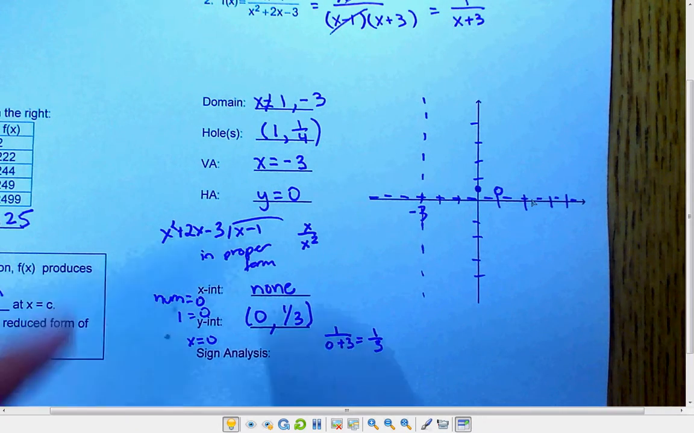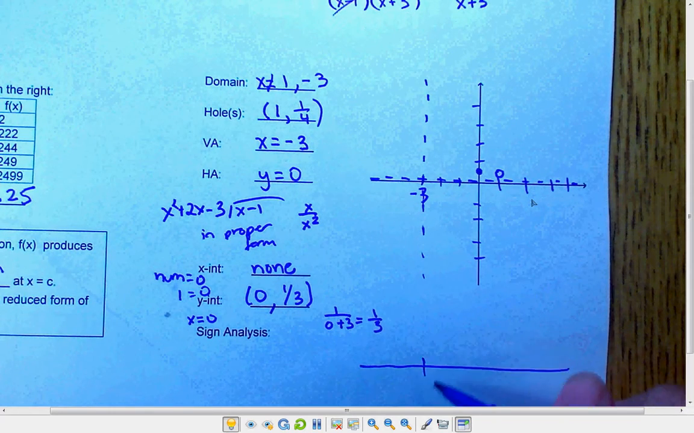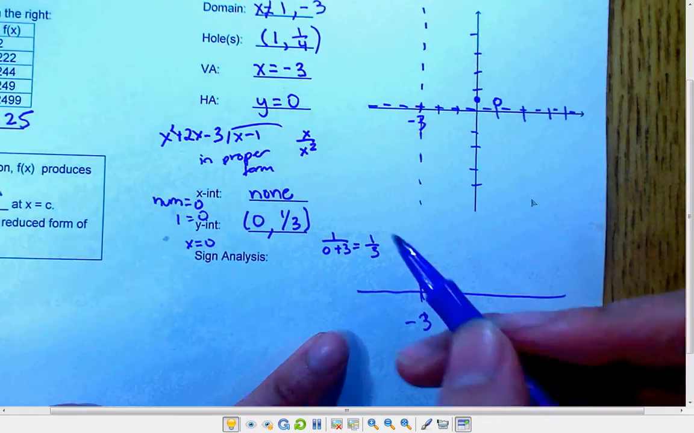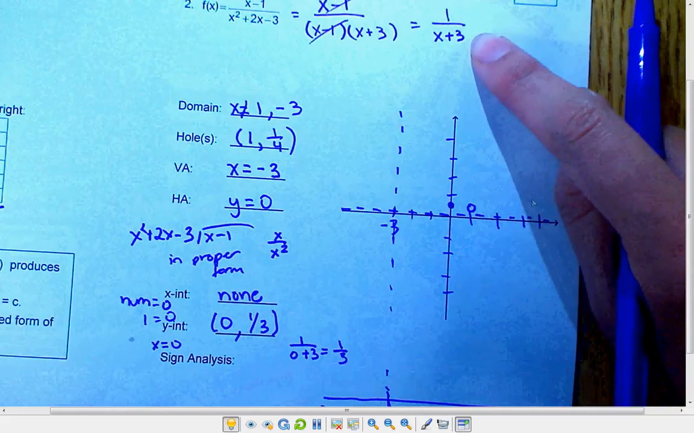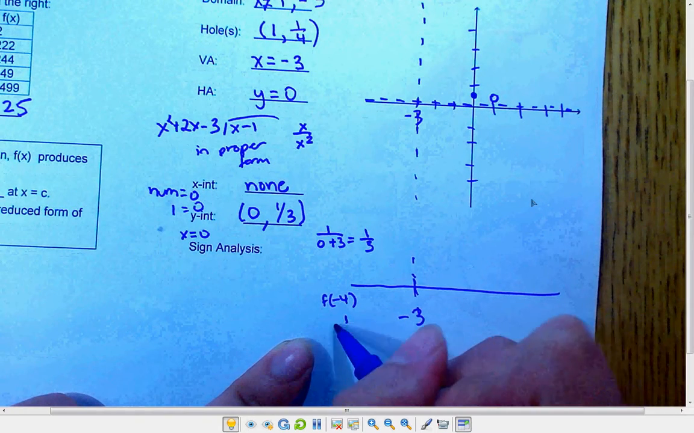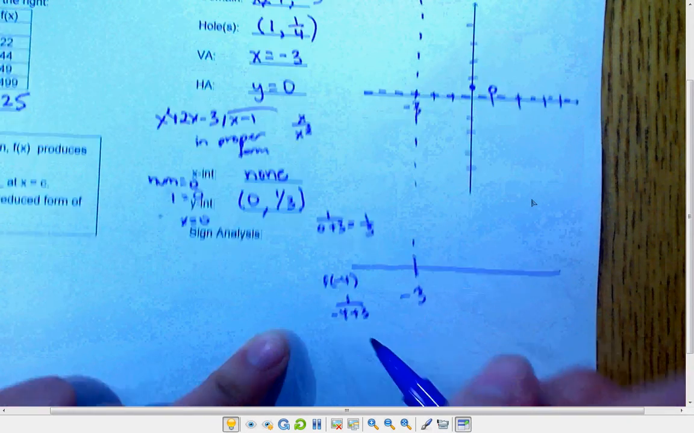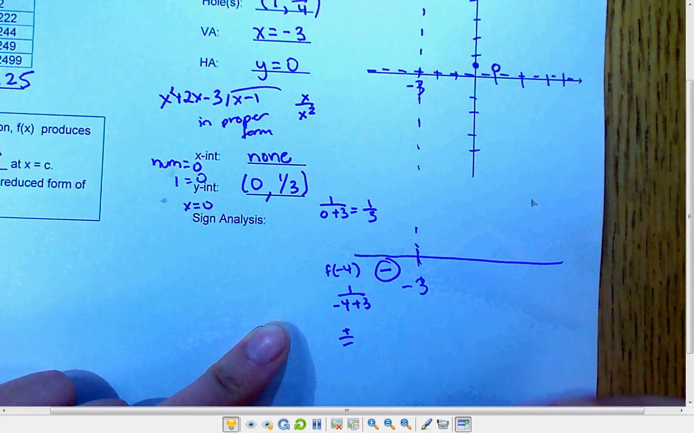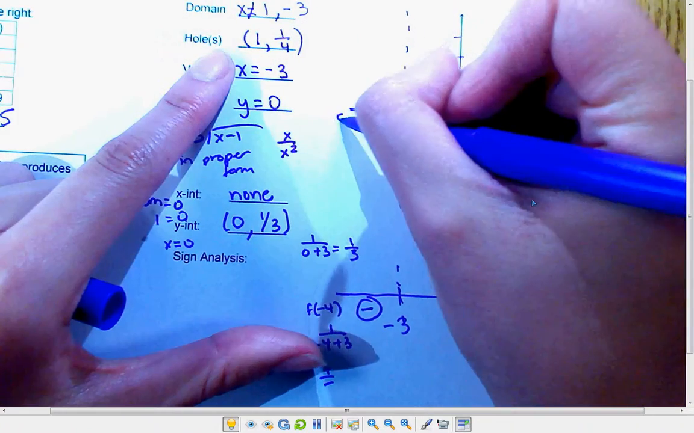Okay, so now that I'm done plotting all these points, I'm going to do my sign analysis. So on the left of -3, let's pick a number to plug in. Let's use -4. We're going to plug it into our simplified fraction because that one's going to be easier for us to do. So 1 over -4 plus 3. This is a positive divided by a negative, which gives us a negative. So we know that this entire graph is going to be underneath our asymptote. It's going to look like this.